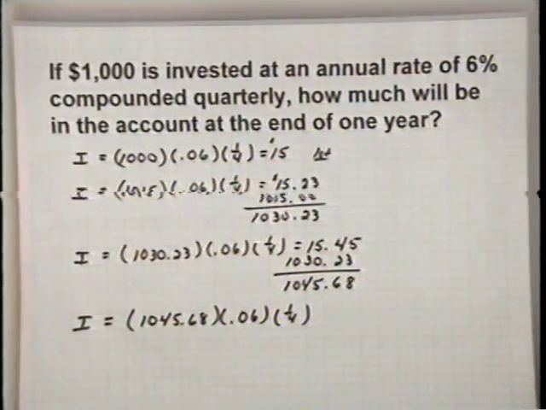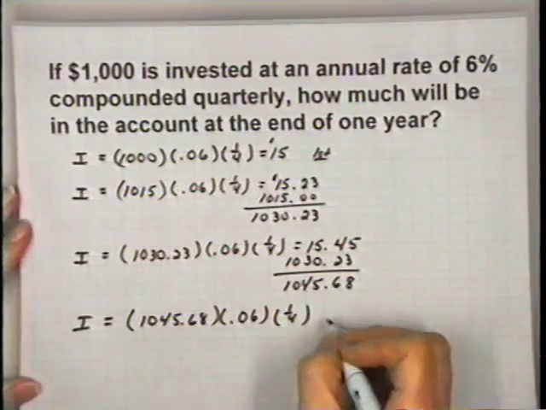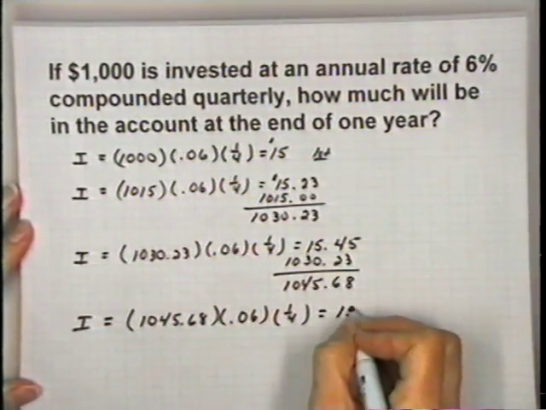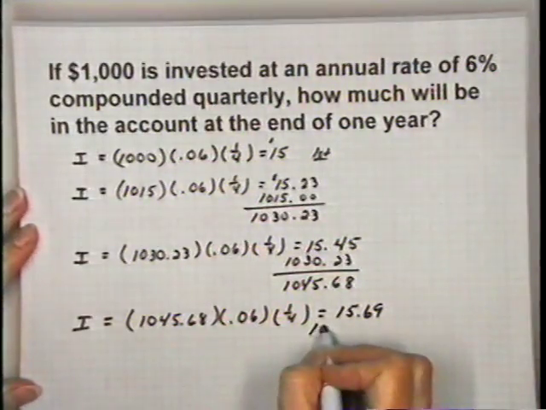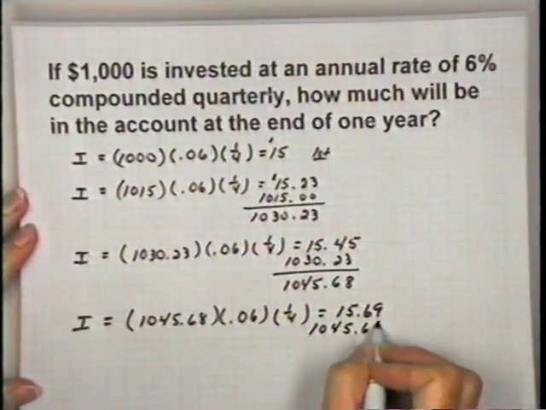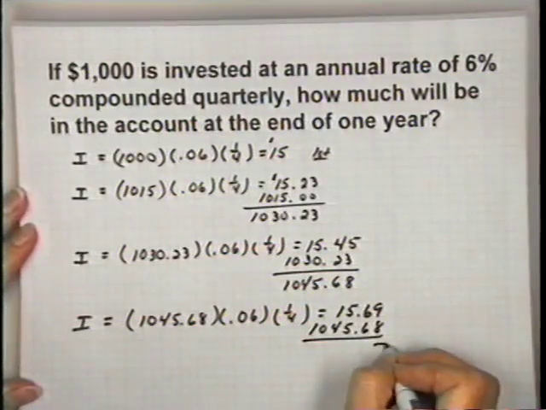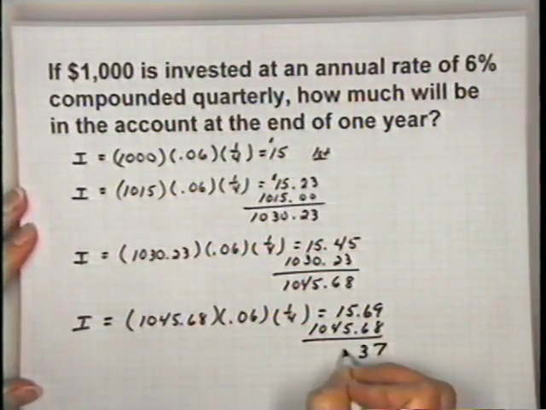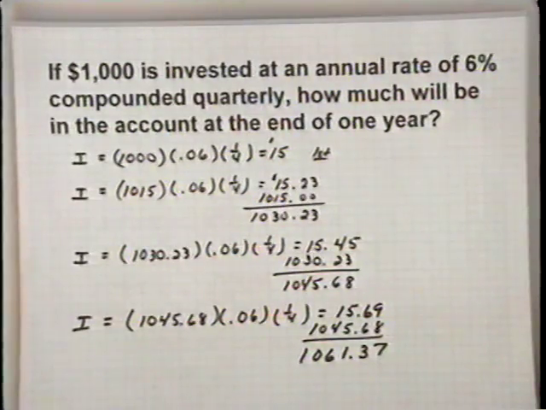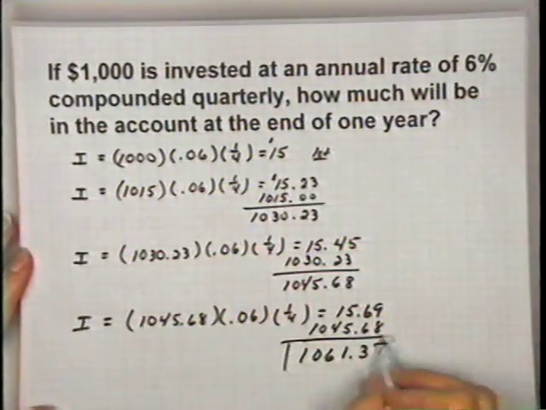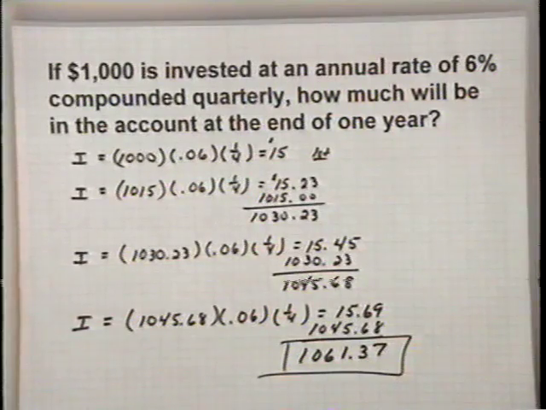Give me just a second here to push my calculator keys. This time the interest is $15.69. Again, that's going to be added to the $1,045.68. I believe that's going to give me $1,061.31 in that account at the end of 1 year.